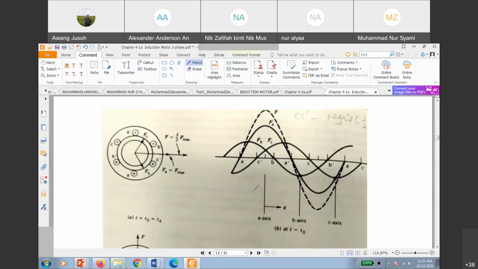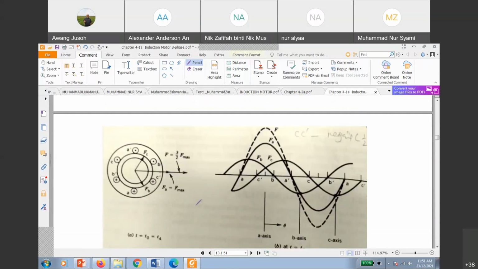Okay, if we go to this circuit, you can see, you can also plot this one. This current A bar, because maxima, so you got FA maxima, peak FA. Just now I mentioned about F, the MMF. So A and A bar are positive, and then back to A here. That's how the MMF looks like for phase A.